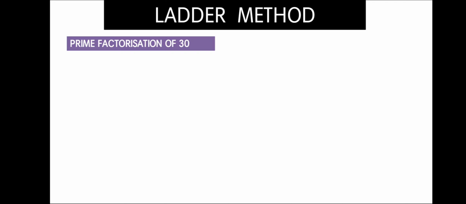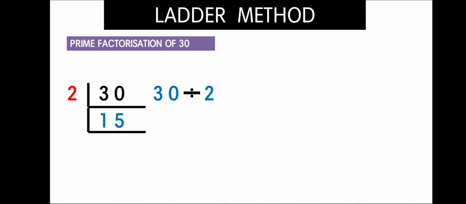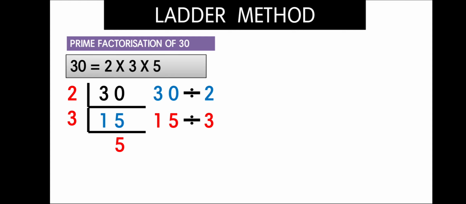Let's prime factorize 30 now. 30 can be divisible by 2, and it can be divisible by 3. We can take any prime number, so let's take 2. 30 divided by 2, we get 15. 15 can be divided by 3, and we'll get 5. Now 5 is a prime number, so we are stopping here. So the prime factorization of 30 is 2 into 3 into 5.